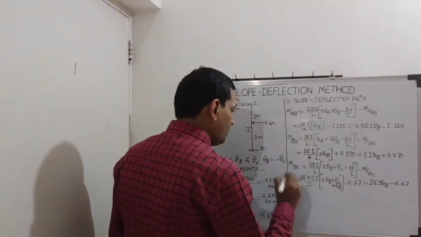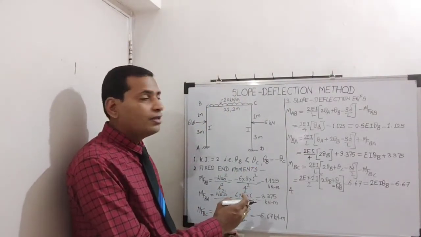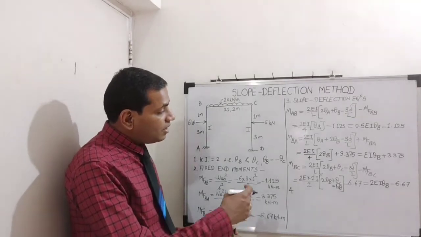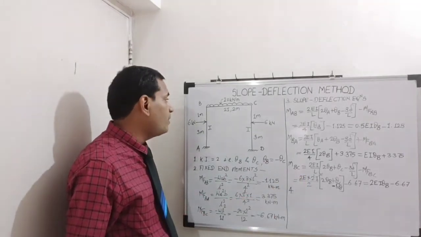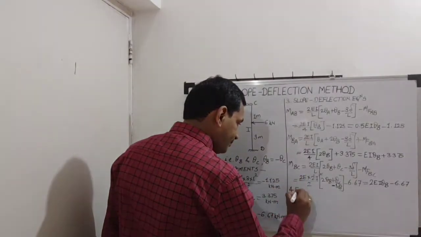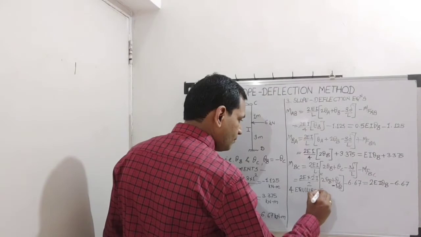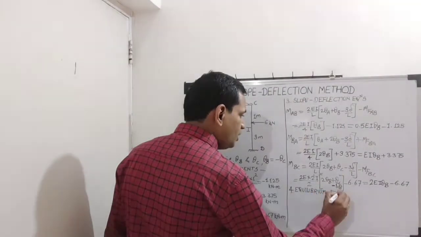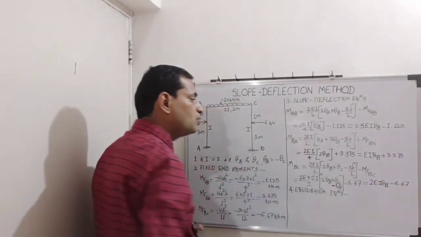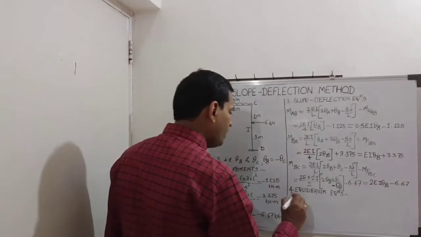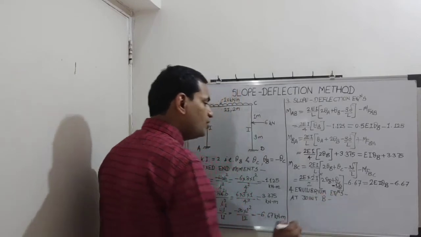Next step, again we will stop here, because due to symmetry the other equations will be equal and opposite, remaining 3. So now step number 4 is equilibrium equations. So what are the equilibrium equations? How many unknowns? Only one is there, theta B. So we need one condition of equilibrium, that will be at joint B.